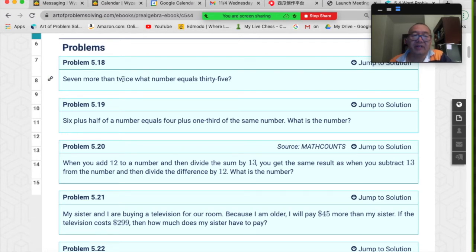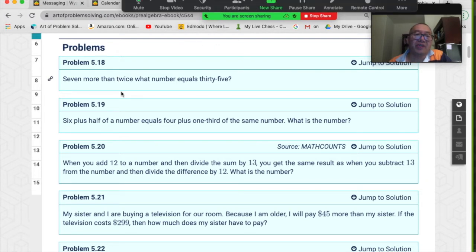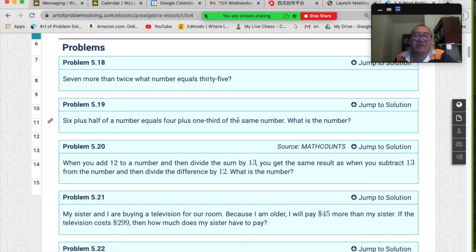Now let's see an example here. 5.18. Let's see. Rebecca, can you read this problem? 7 more than twice what number equals 35? Okay, so everybody try to solve this problem, then send me the answer in private chat.